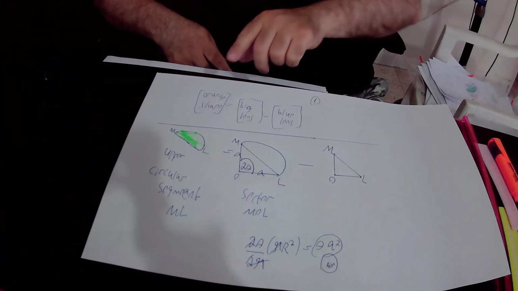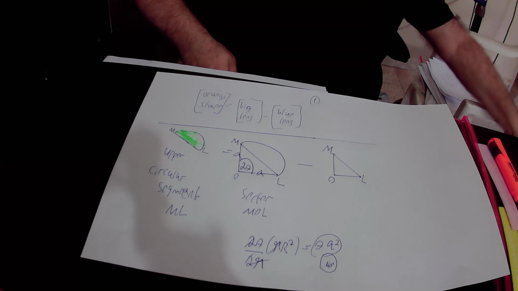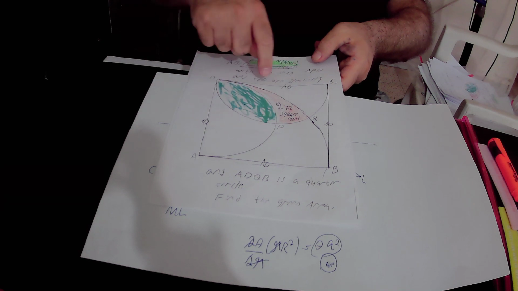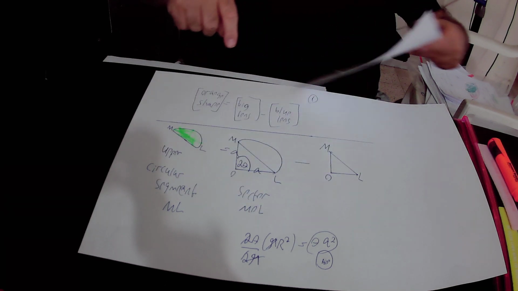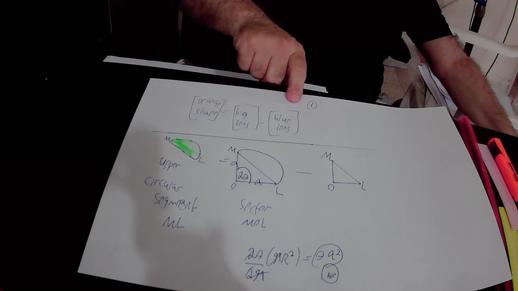Then, I'll repeat again that the area of the orange shape equals the area of the big lens minus the area of the blue lens. Okay, the area of the orange shape equals the area of the big lens minus the area of the blue lens.